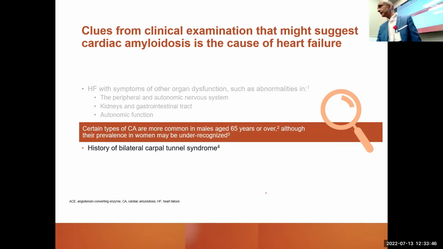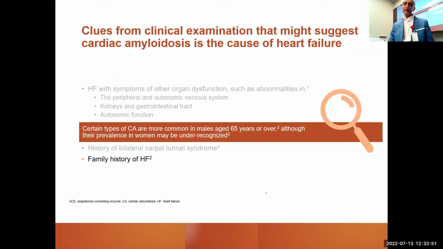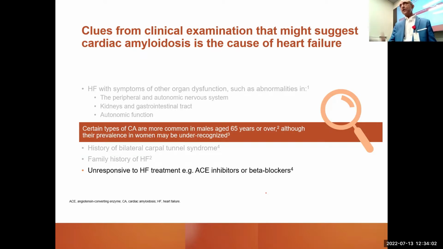Bilateral carpal tunnel involvement will again be a clue to that. And if there's a family history, if there is unexplained heart failure in multiple family members, again, something we start thinking about.